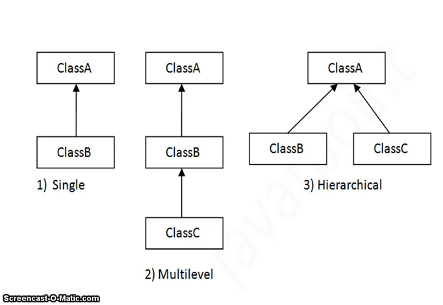Here for class C, class B is the parent class. Means class C acquires all the properties of class B and class A. So this is multi-level inheritance.